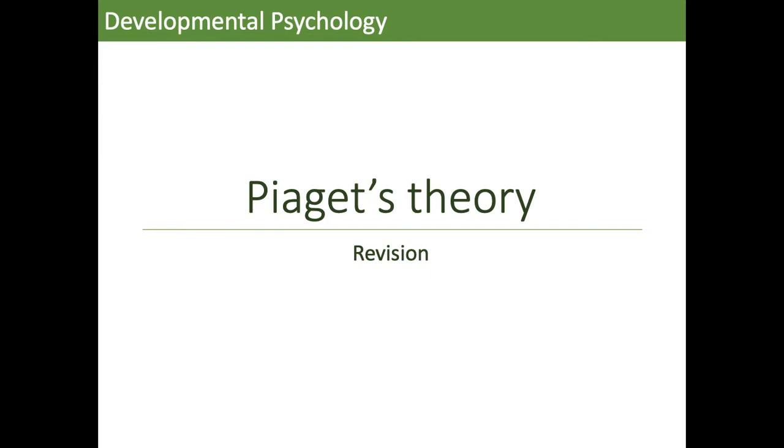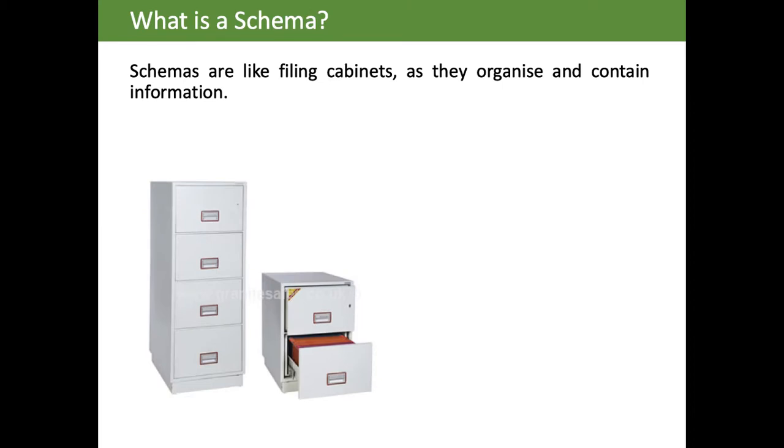Okay, so Piaget's theory of cognitive development. The first thing we need to understand before we get into his theory is what is a schema. So schemas are part of your cognition, and cognition is all of your thought processes. So when we talk about cognitive development, we're talking about the development of your thought processes, which is essentially learning.